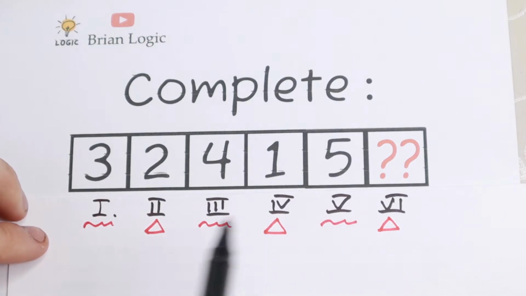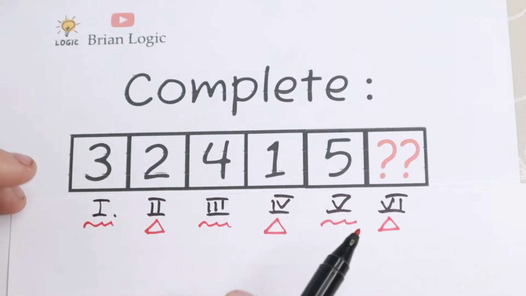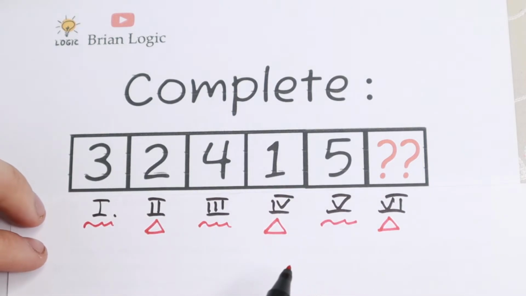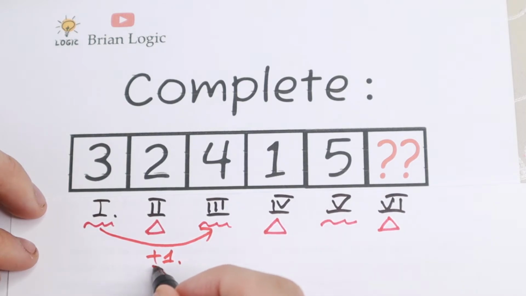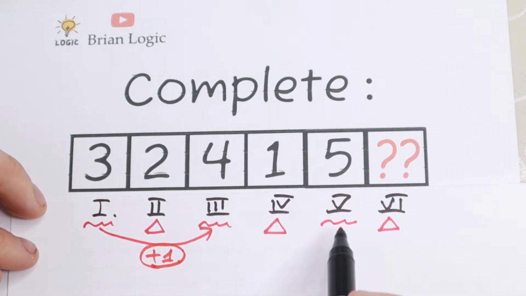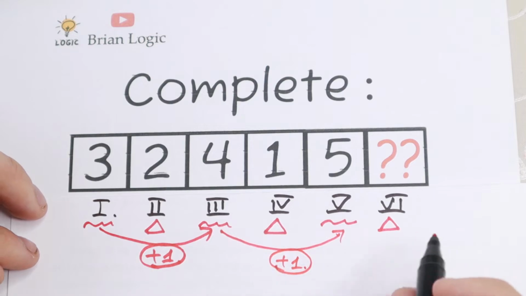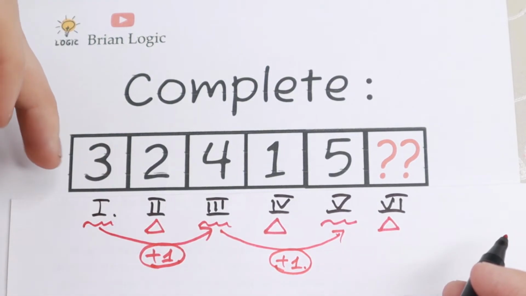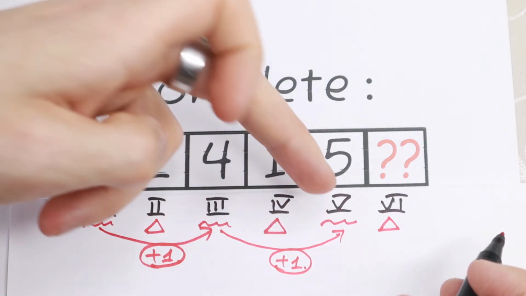If you're talking about the odd positions, so 3 and 4 and 5, this is a really good pattern because this is the pattern of natural numbers. So we need to add 1 to this 3 to get 4, so adding 1. And of course we need to add 1 to this 4 to get this 5, so adding 1. So this is about the odd positions, the 1st, 3rd and 5th numbers.